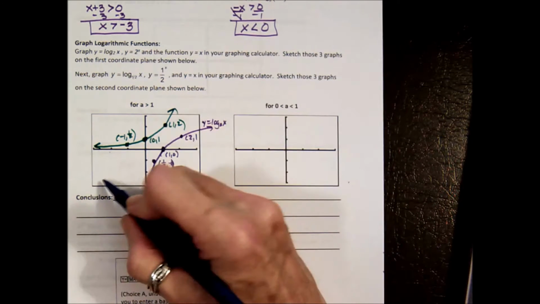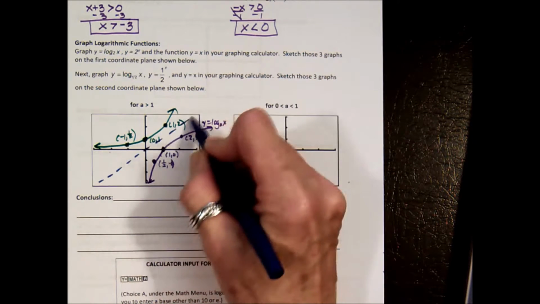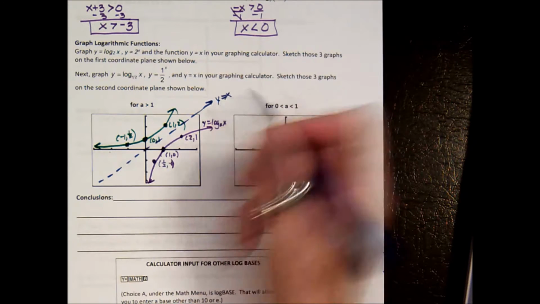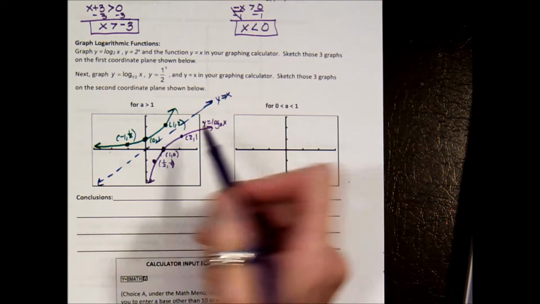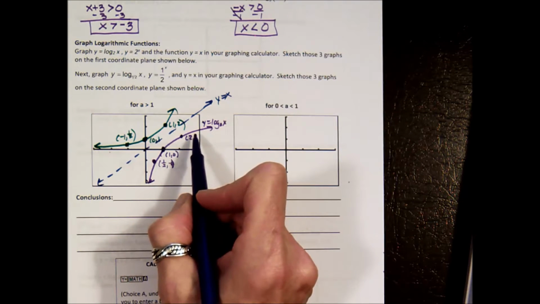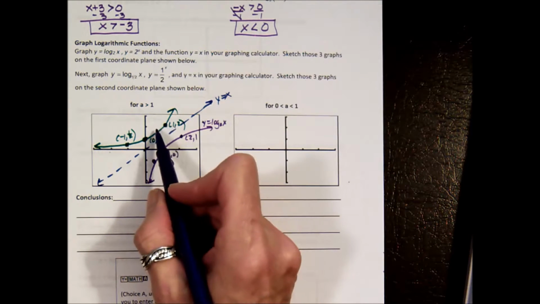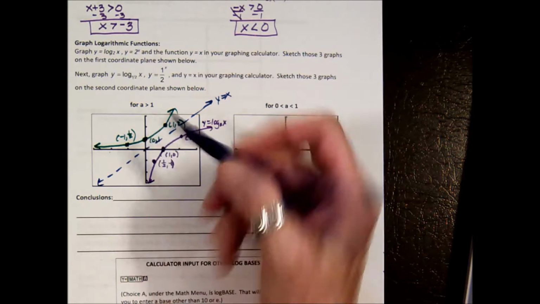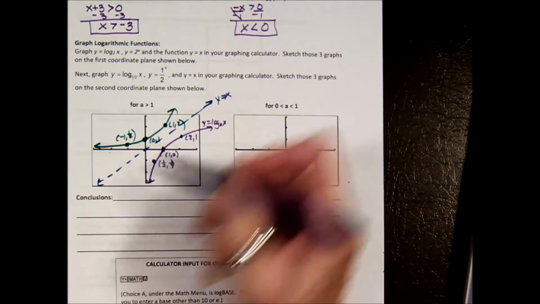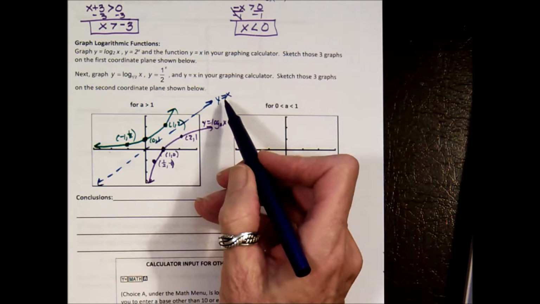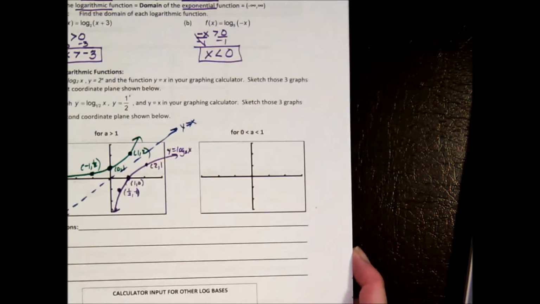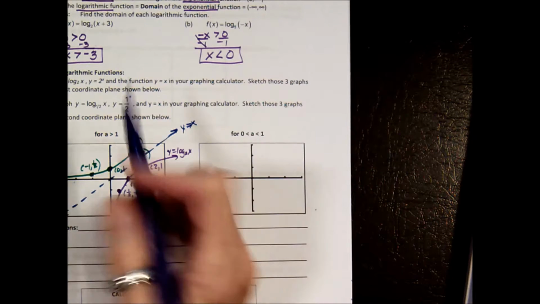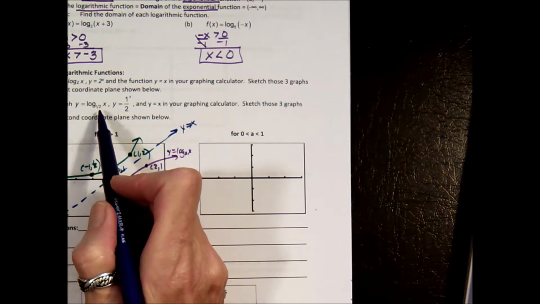Now I'm also going to sketch this line right here. This is the line y equals x, and you can see that my logarithmic function in purple is a reflection of my exponential function in green across that line y equals x. Now we're going to do the same thing. It's a little harder to see. With our base, instead of being 2, it's going to be 1/2.